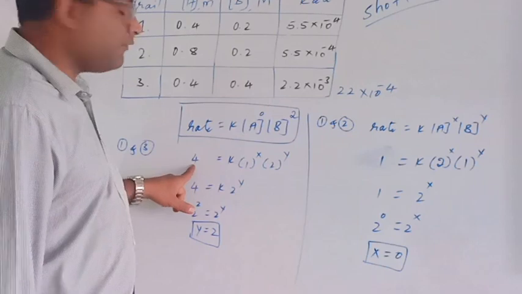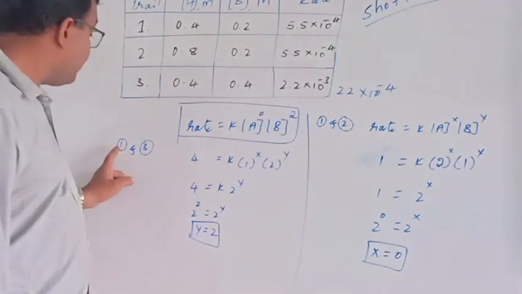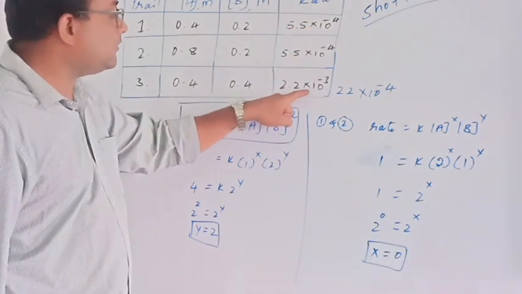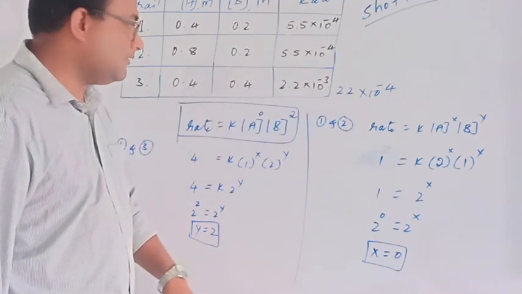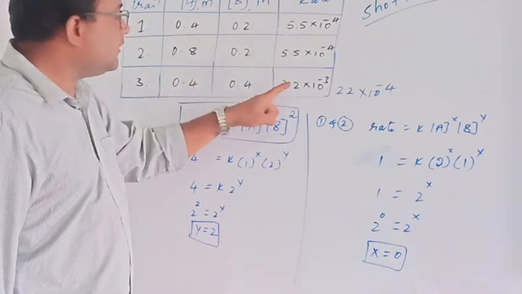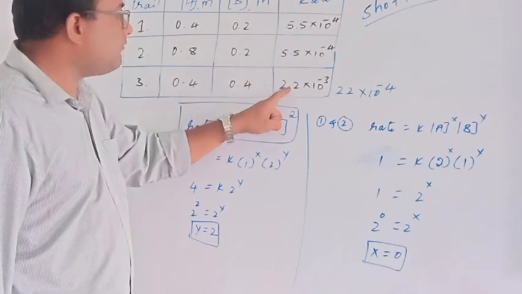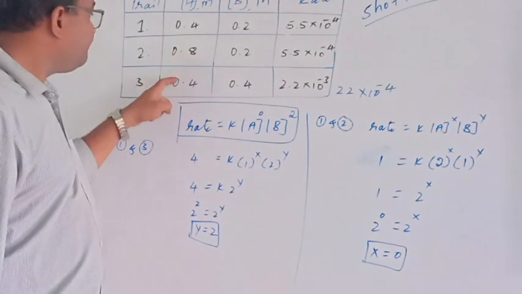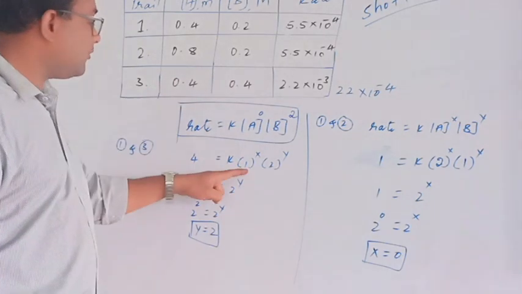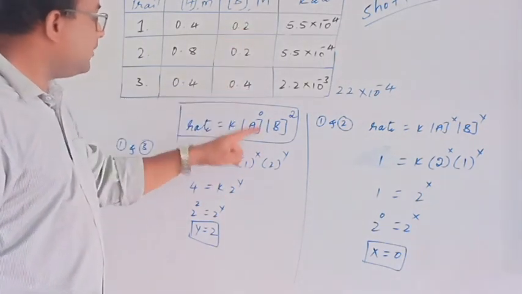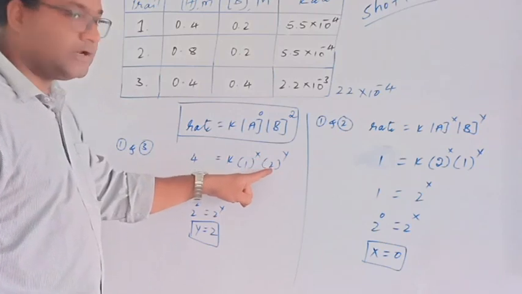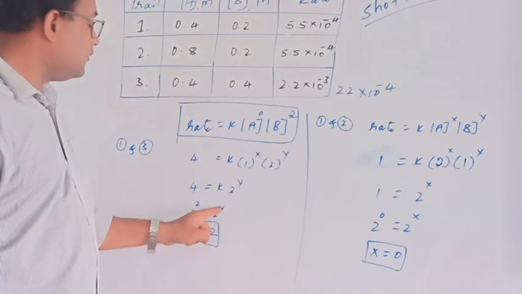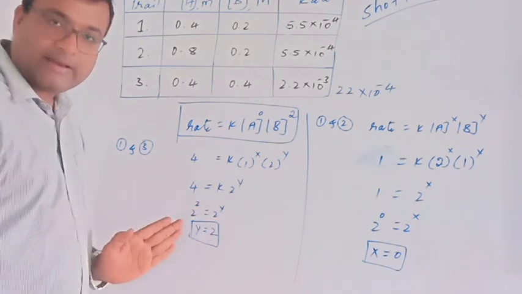So how does this 4 come? Don't get confused. When we compare 1 and 3, this is 5.5 into 10 power minus 4, this is 2.2 into 10 power minus 3, that is nothing but 22 into 10 power minus 4. When you see from here to here, this is 4 times bigger when you compare to this one, so I have 4. Then the molar concentration of A in 1 and 3 is constant, so I get 1. Then 0.2 to 0.4, B is increased 2 times, so I have written 2 power y. Then 4 is equal to k into 2 power y, or 2 power 2 is equal to 2 power y, y is equal to 2. We got the answer like this.